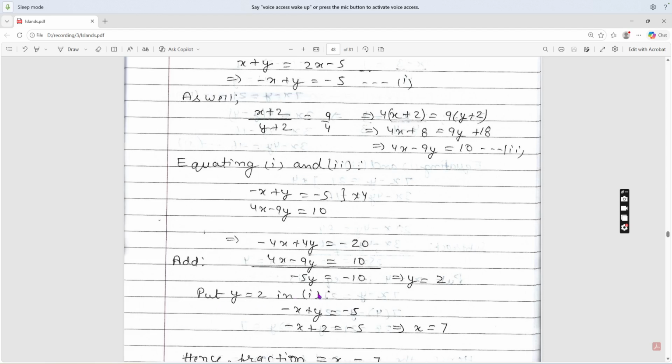Now we are going to put y is equal to 2 in equation 1. What is the first equation? The first equation is minus x plus y is equal to minus 5. So minus x plus 2 is equal to minus 5.